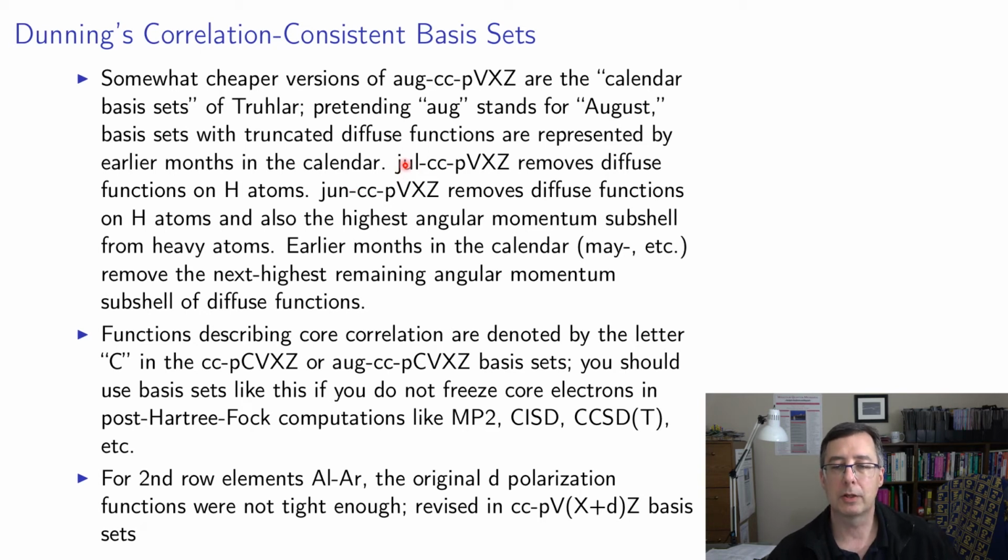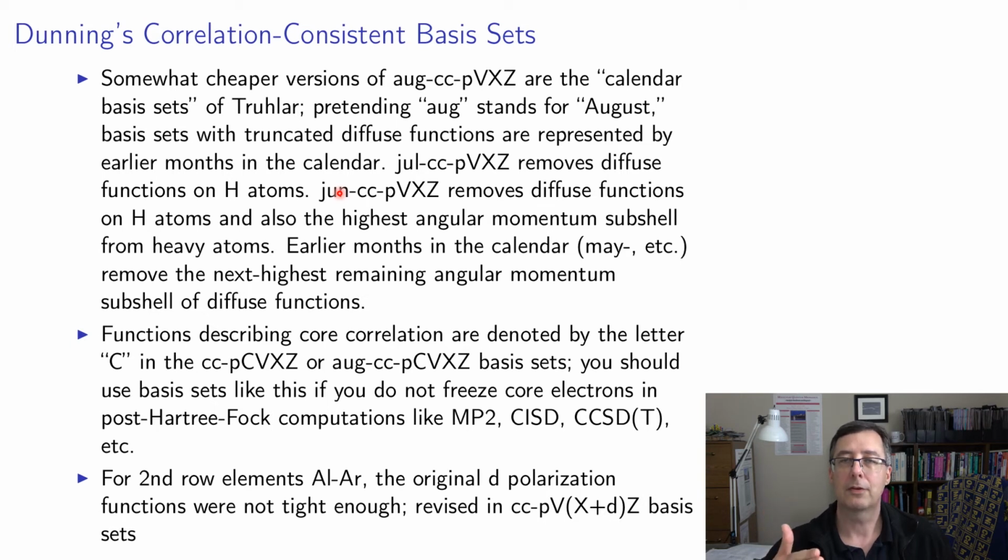So for example, July-cc-pVXZ is one step back from August, and that just says, don't put diffuse functions on hydrogens. What if that wasn't enough for you? What if you wanted to scale it back even more? Well, what comes before July? Well, June.